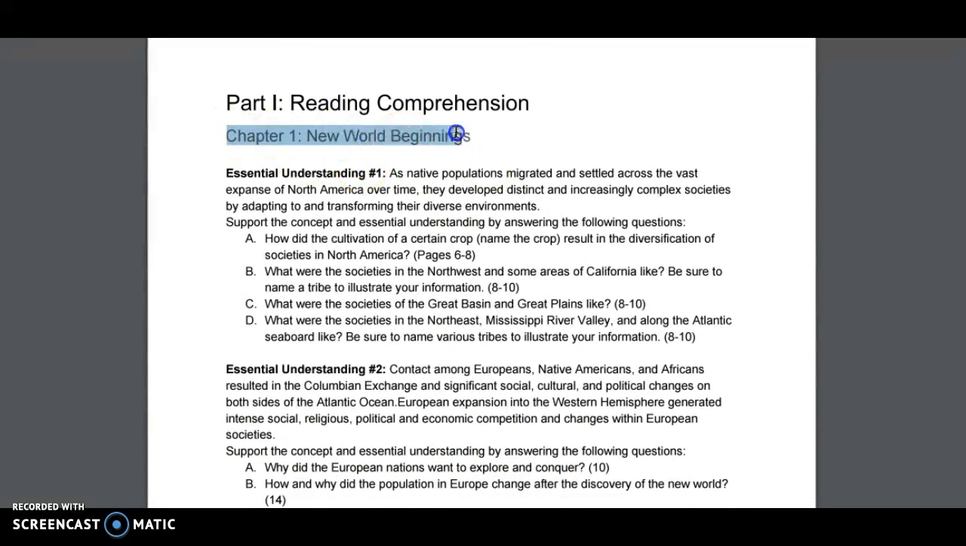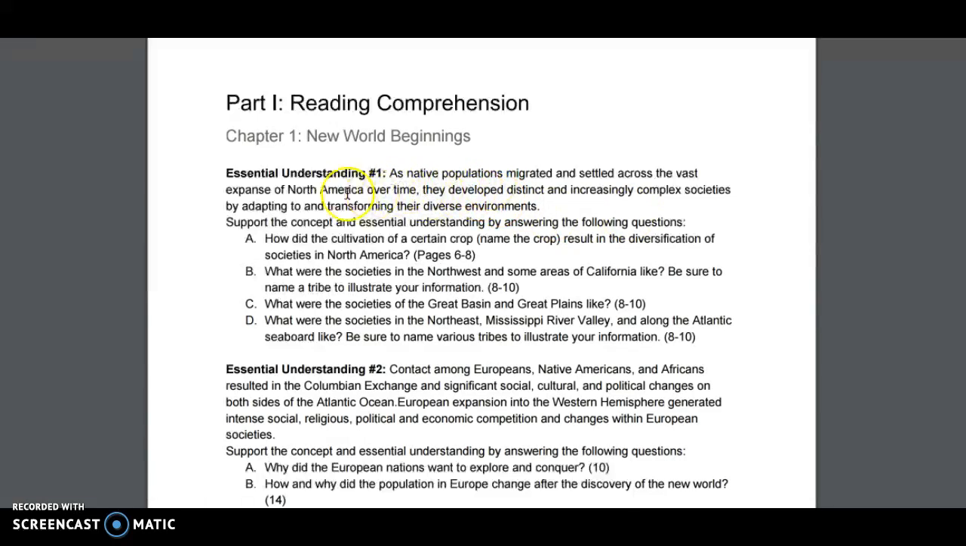So chapter one is about what the Americas were like before the Europeans arrived. And with these questions, there's an essential understanding here. Please don't just skip over this. So think about what this says: as Native Americans migrated and settled across North America over time, they developed distinct and increasingly complex societies by adapting to and transforming their diverse environments.